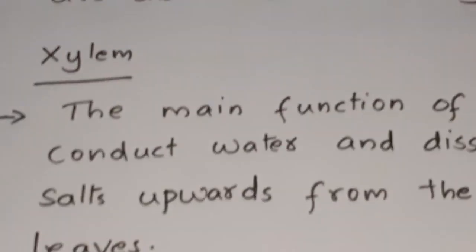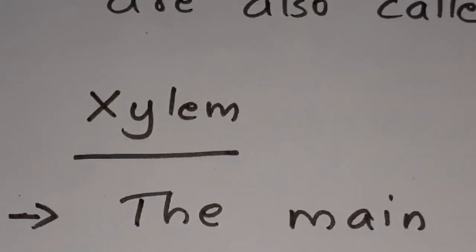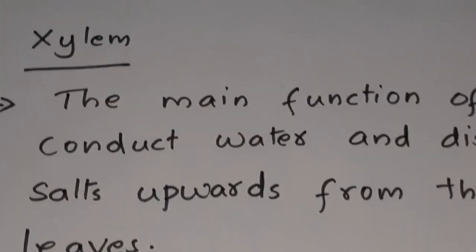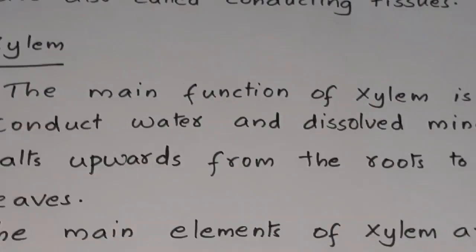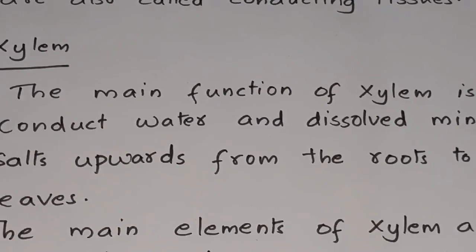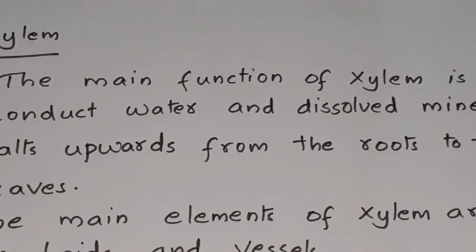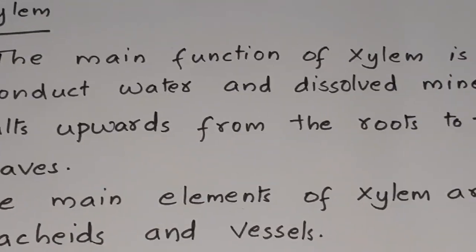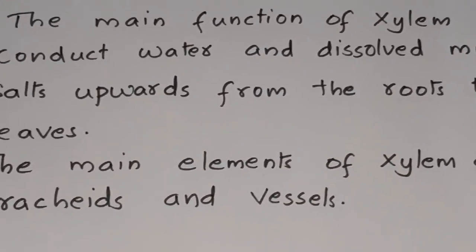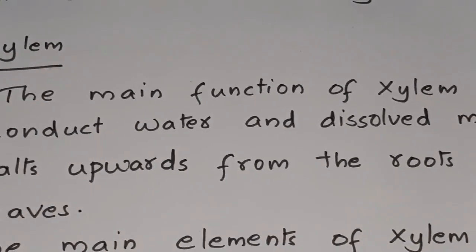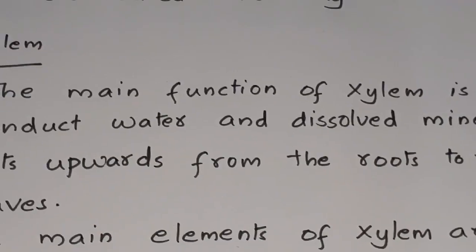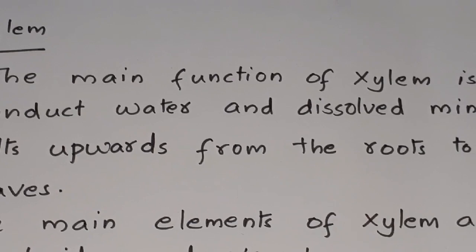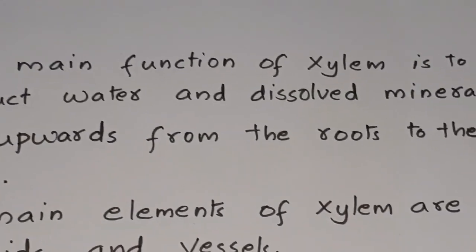Now we'll see one by one. The xylem. The main function of xylem is to conduct water and dissolved mineral salts upward from the roots to the leaves. Keep in mind, it's the main function of xylem. Xylem is conducting water from where to where? From roots to the leaves.